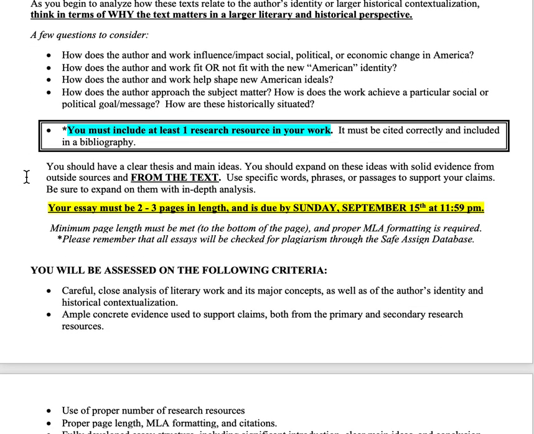You need to include at least one research resource in your work. This can be an internet source as long as it's credible. Make sure you cite it correctly and include it in the bibliography. For example, you could use PBS, history.com, biography.com. There are a lot of good choices.